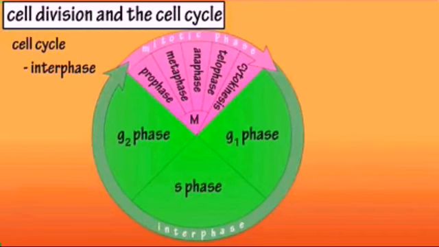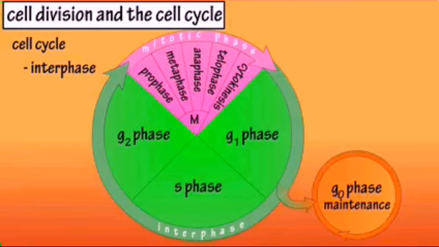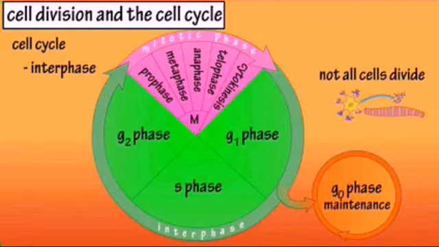During interphase, the cell prepares for division, and there are three sections in interphase: the G1 phase, the S phase, and the G2 phase. There is actually a G0 phase where cells stay in a maintenance phase. Some cells, like nerve and muscle cells that do not replicate, will stay in this maintenance phase.